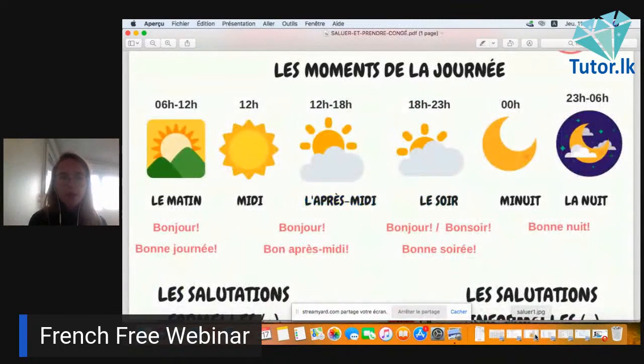So that's it. So this document shows you the different times of the day, les moments de la journée, so the moments of the day. So you can see that the morning, the first one is le matin. Le matin is the morning. Then noon is le midi. The afternoon is l'après-midi.